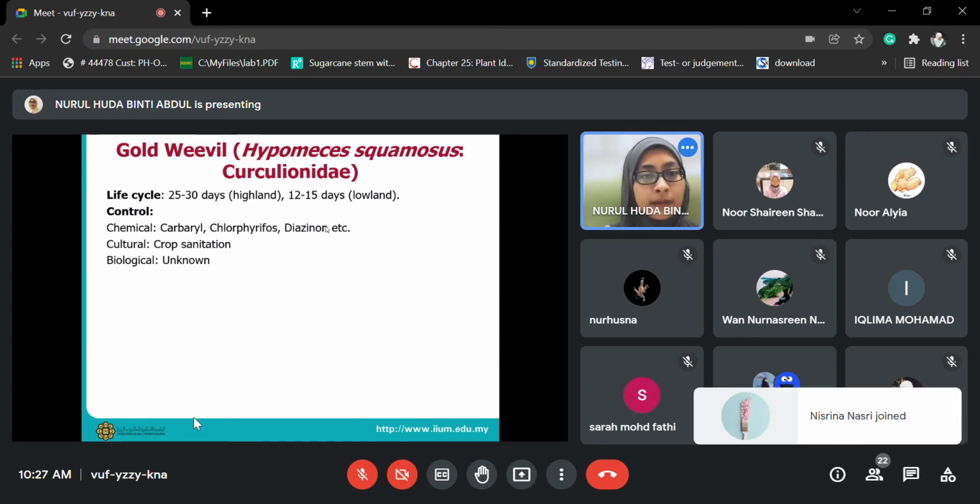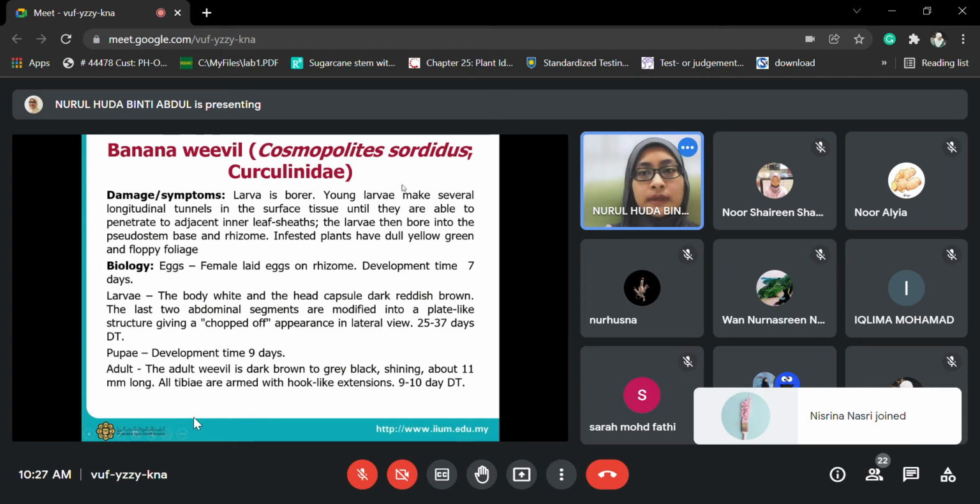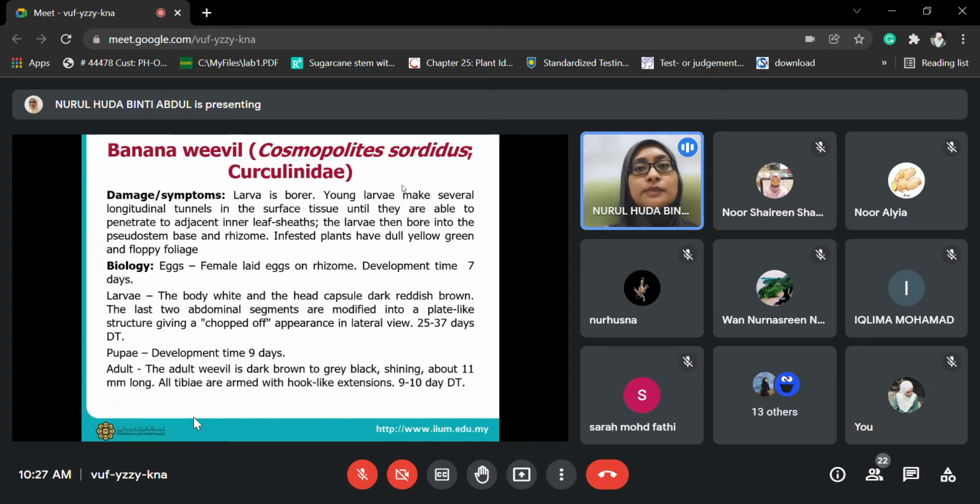Okay, so now we have the third one, which is also a weevil, okay, Cosmopolites sordidus. Okay, nama pun kat sini banana weevil. So it's specialized on banana plant. But now instead of focusing on fruits, okay, this weevil actually attacks the tree. Okay, bukan buah pisang, but it's actually the tree.